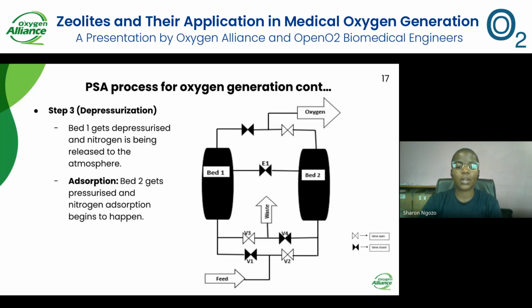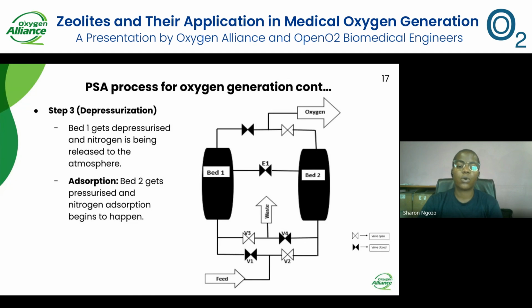go through depressurization. So at this point, we're having V3, which is the waste valve for bed 1, open, and V1, which was the feeding valve, is now closed. And we're having the feeding valve for bed 2, which is V2, open, meaning that this time around, we're having adsorption in bed 2. All the compressed air from the compressor now is being fed to bed 2, while bed 1 is now experiencing depressurization.